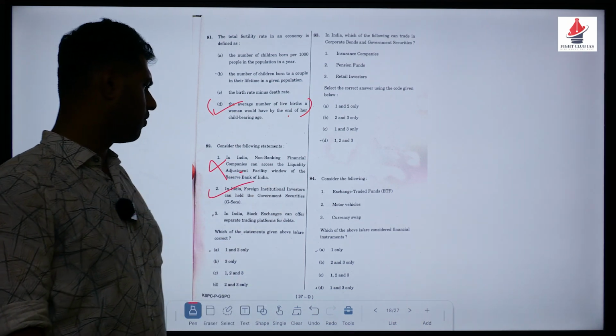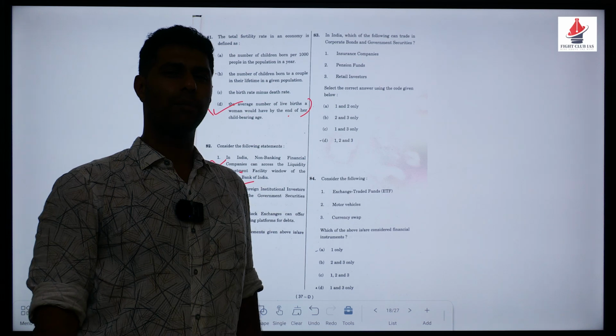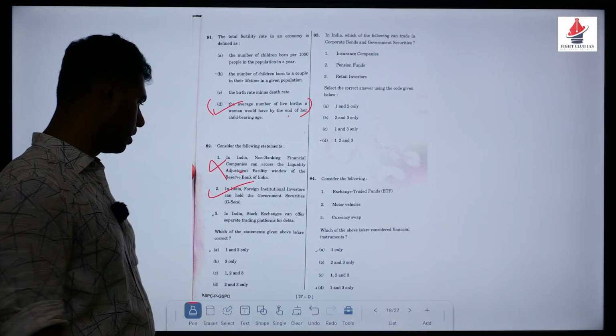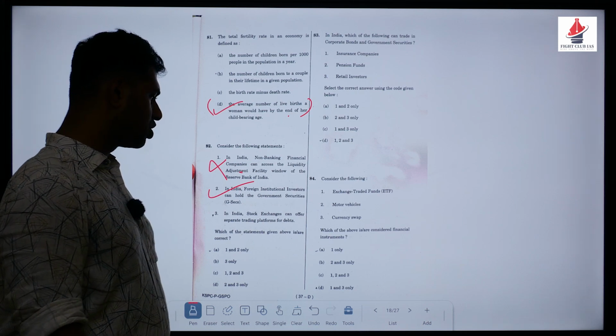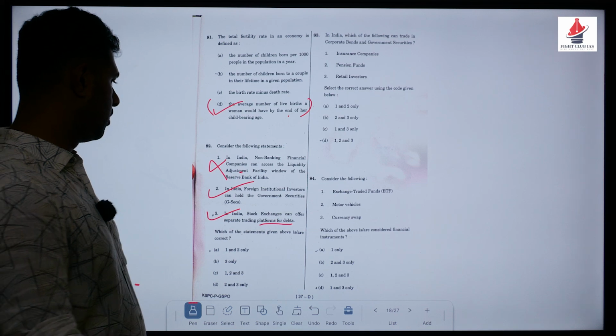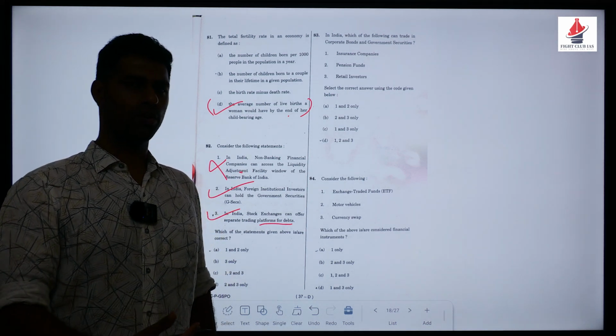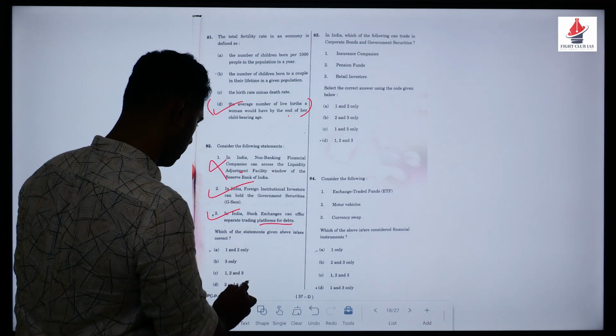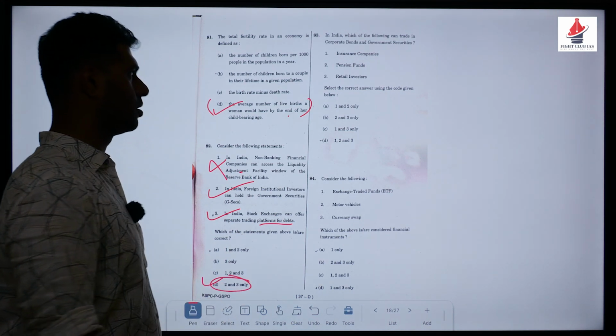In India, foreign institutional investors can hold the government securities. Yes. In fact, RBI has put a cap of 6%, but they can hold the government securities, right? Third one, in India, stock exchanges can offer separate trading platforms for theft. Yes, they can. In fact, Nifty from 2013, they started doing this as a separate trading platform. Answer is 2 and 3. D. D is your answer.